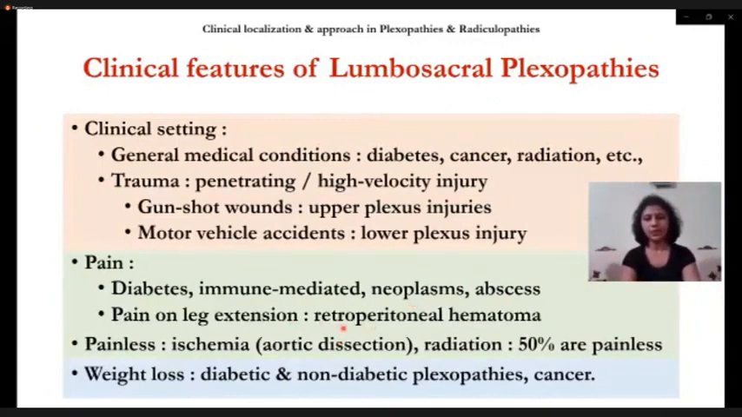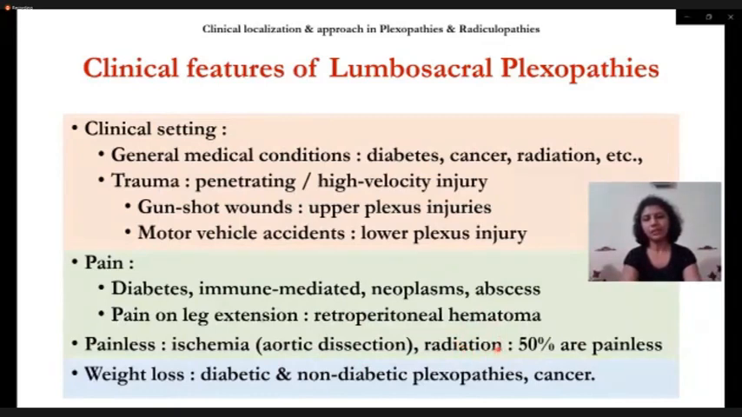In the setting of coagulopathies, such as hemophilias or a patient on anticoagulant therapy, a retroperitoneal hematoma should be suspected in any patient who develops back pain or thigh pain or groin pain, and this pain particularly worsens on leg extension. In fact, the patients may prefer to keep the legs flexed and externally rotated in order to minimize the pain. An acute painless ischemic lumbosacral plexopathy, often without signs of limb ischemia, may be seen in this case of aortic dissection.